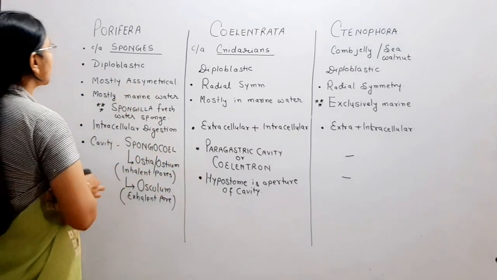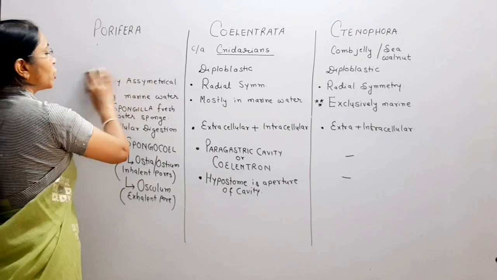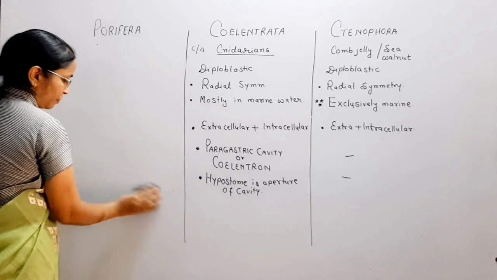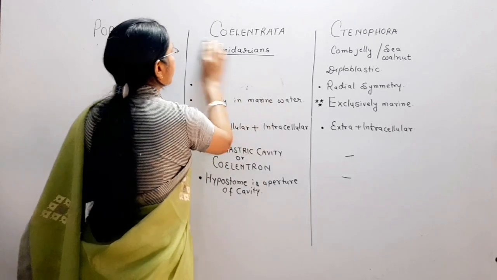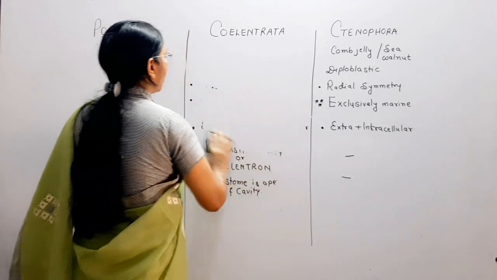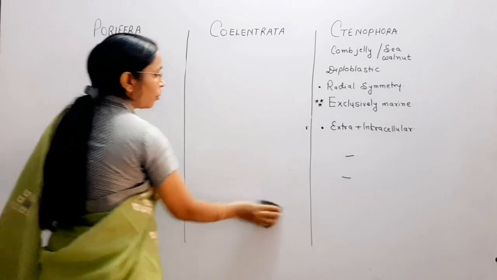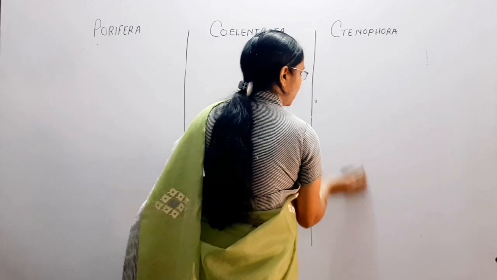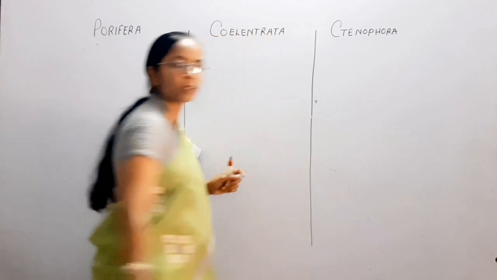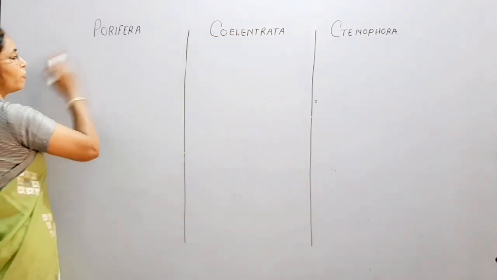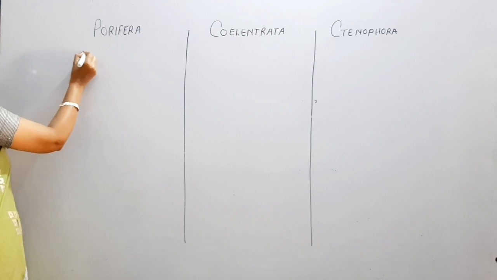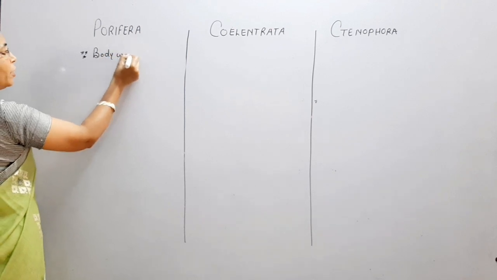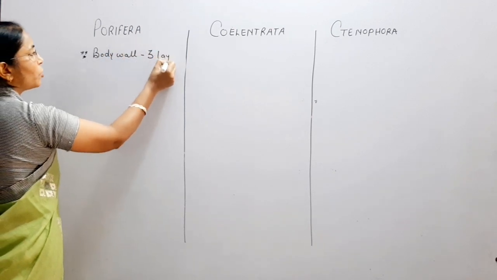Okay. Now we come towards the special features, that is, what are the special features of a particular phylum, and then we come towards the reproduction or mode of reproduction in each phylum. When we study the special features, predominantly we study the specific kinds of cells which are identical to the particular phylum. In porifera, you remember the body wall is made up of 3 layers.